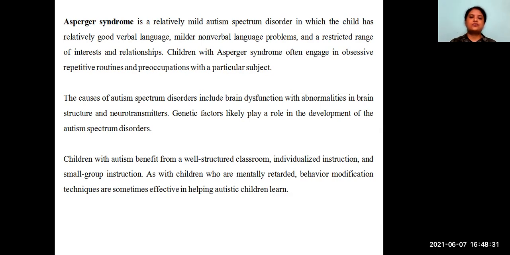The causes of autism spectrum disorder include brain dysfunction with abnormalities in brain structure and neurotransmitters. Genetic factors also likely play a role in the development of such disorders. Children with autism benefit from well structured classrooms, individualized instruction, and small group instruction. As with children who are mentally retarded, behavior modification techniques are sometimes effective in helping autistic children to learn.